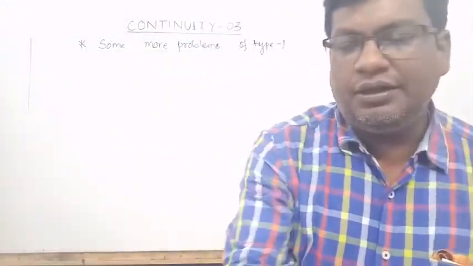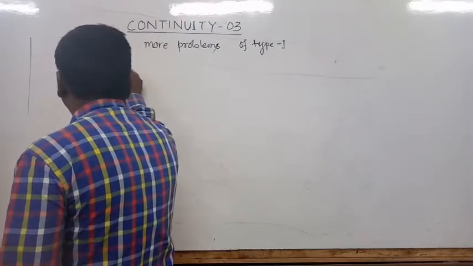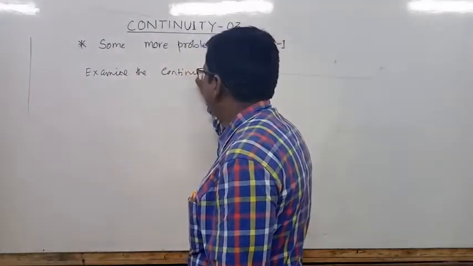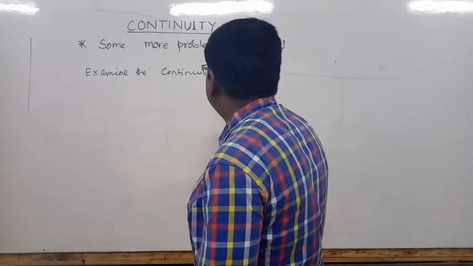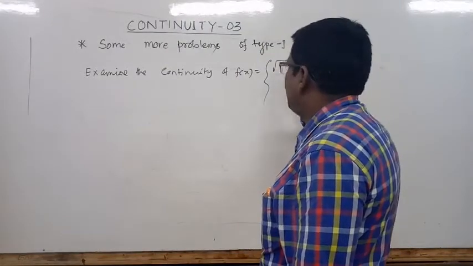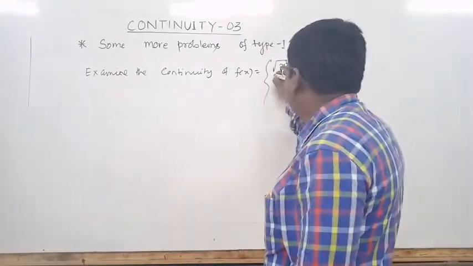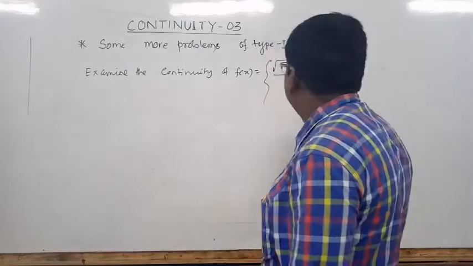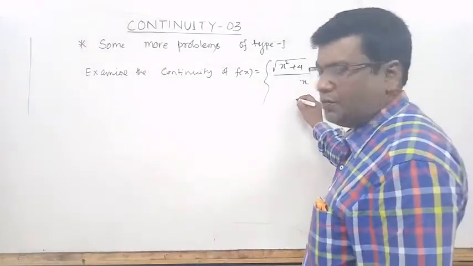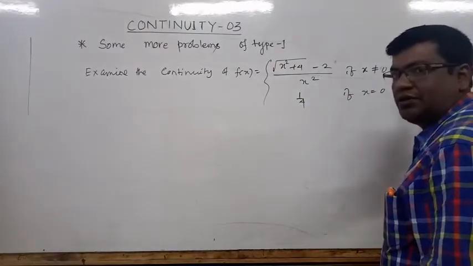For example, examine the continuity of f of x equal to square root of x square plus 4 minus 2, divided by x square if x is not equal to 0, and 1 by 4 if x is equal to 0, at x is equal to 0.